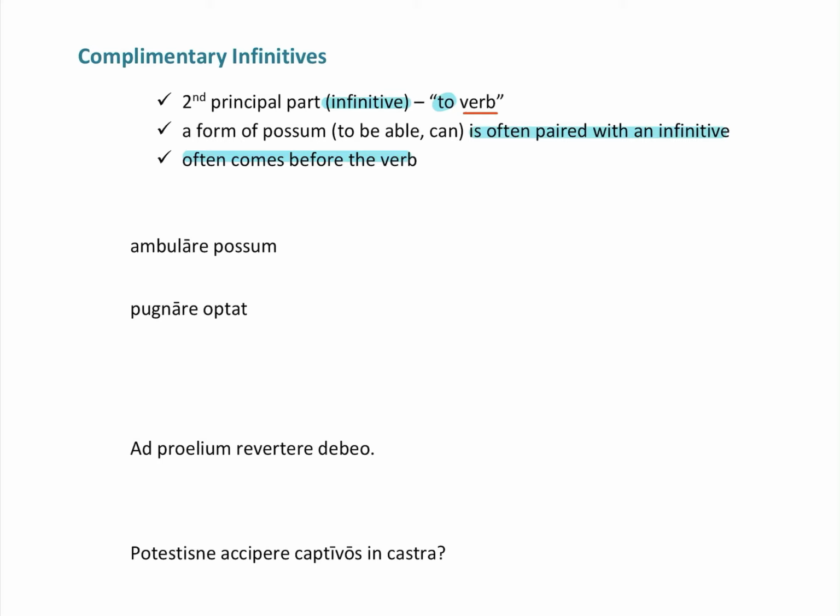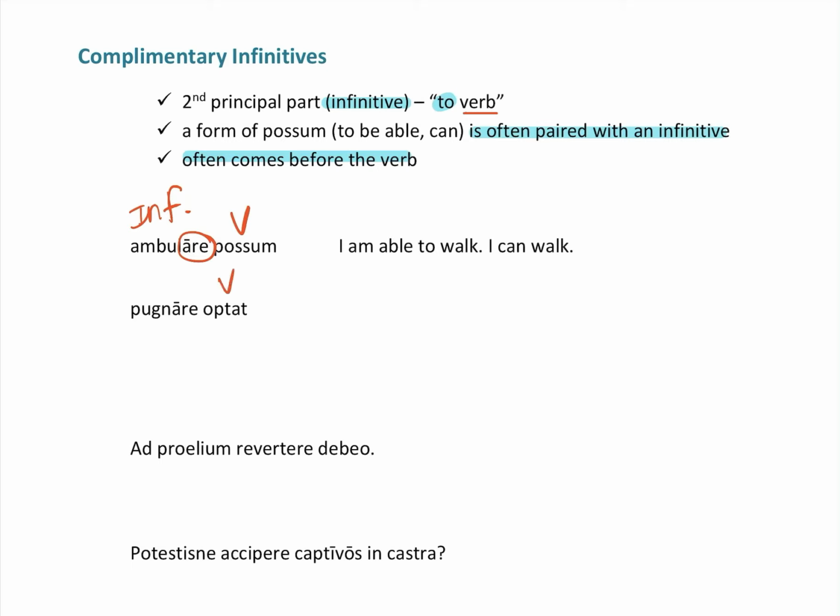So if I said ambulare possum, this is our regular verb, and this right here is our infinitive. The reason it's complementary is because possum means "I am able." Well, I'm able to what? We need this infinitive in order for it to make sense. So ambulare possum means "I am able to walk" or "I can walk."